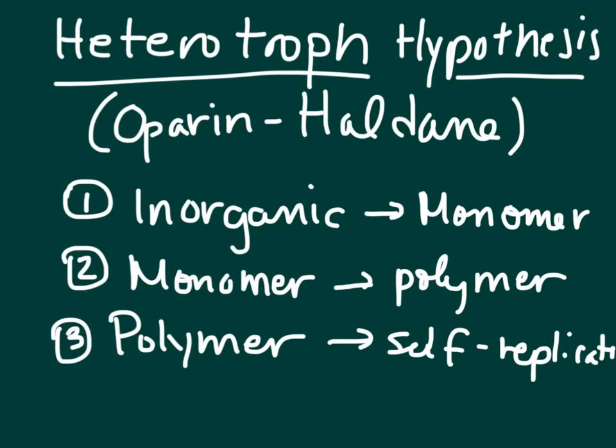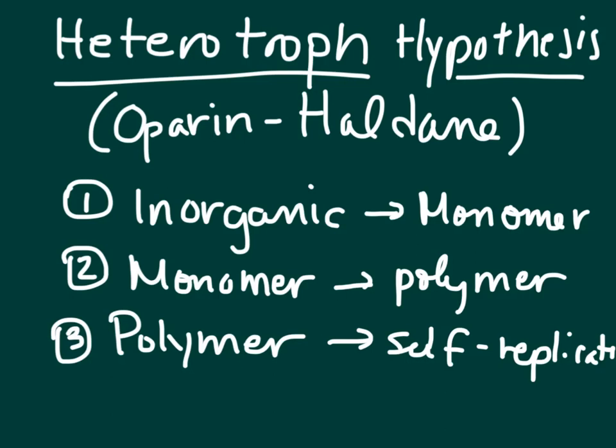The second step, those monomers would have had to in some way form polymers. So we would have had to have gone from our monosaccharides to polysaccharides, from our nucleotides to our nucleic acids, from amino acids to protein. And normally that occurs, as we know it now, as a process that living things do. But Oparin and Haldane are saying there had to be a non-living method of doing this.